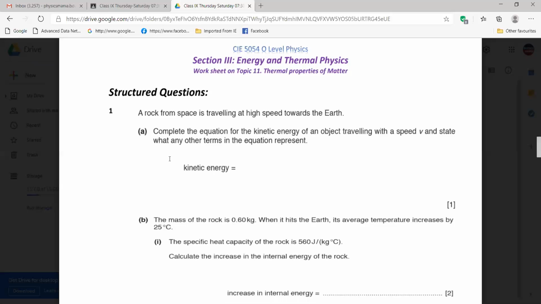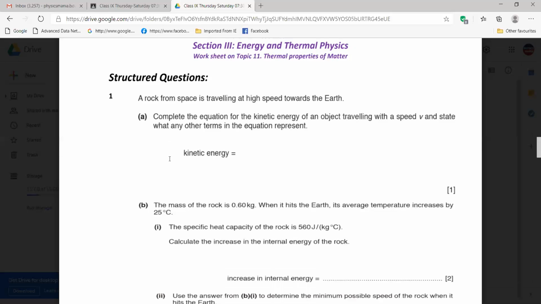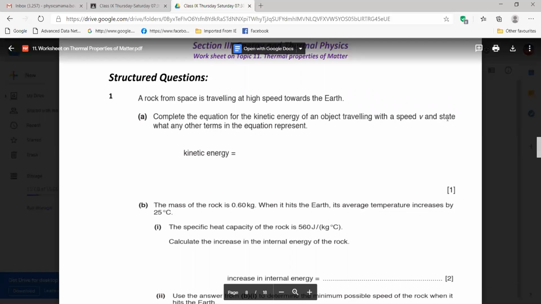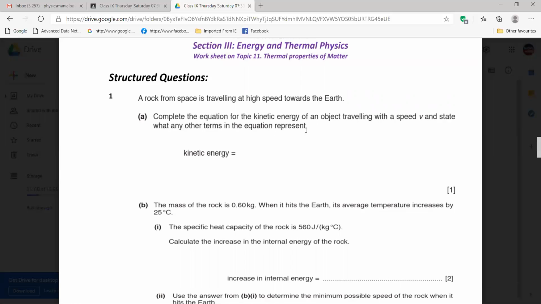If you want to do well in exams, then you should also understand the language, right? What they are meaning. Look, in this question, some of the students will not understand what they are saying: state what any other terms in the equation represent. Did you understand it when you were reading this question, or you understood after my explanation? When I read the question. Okay, very good. You are a smarter boy.